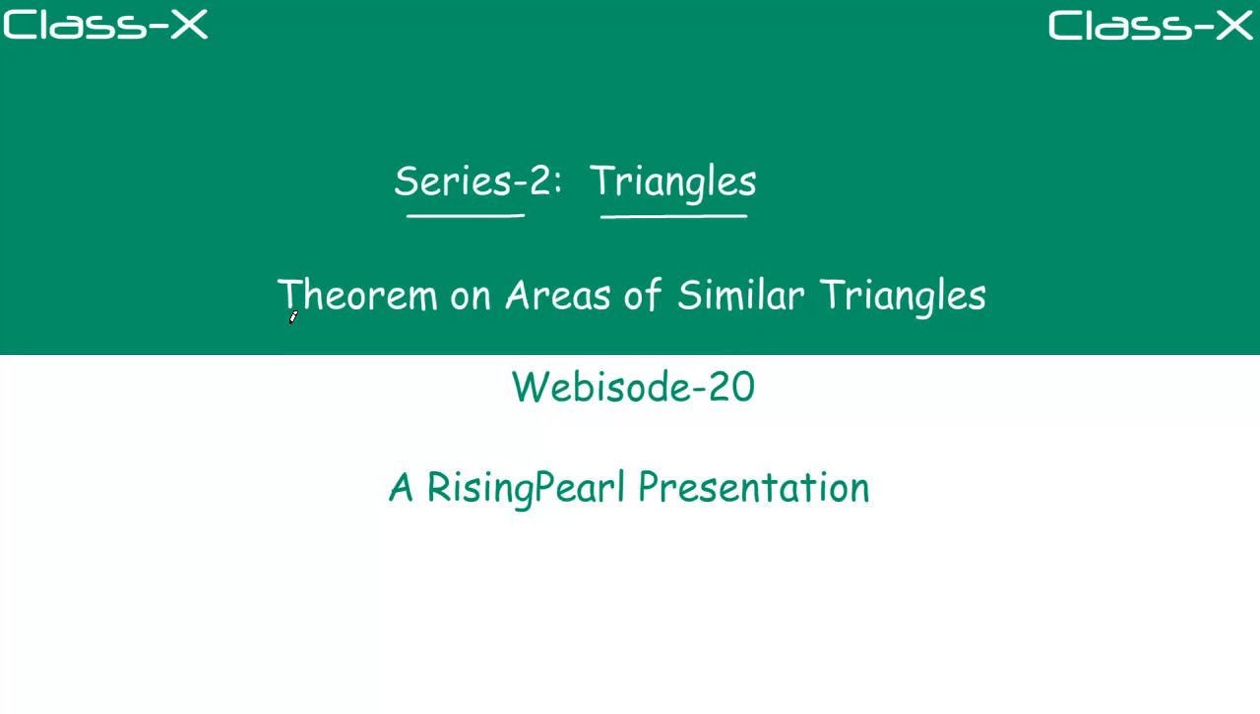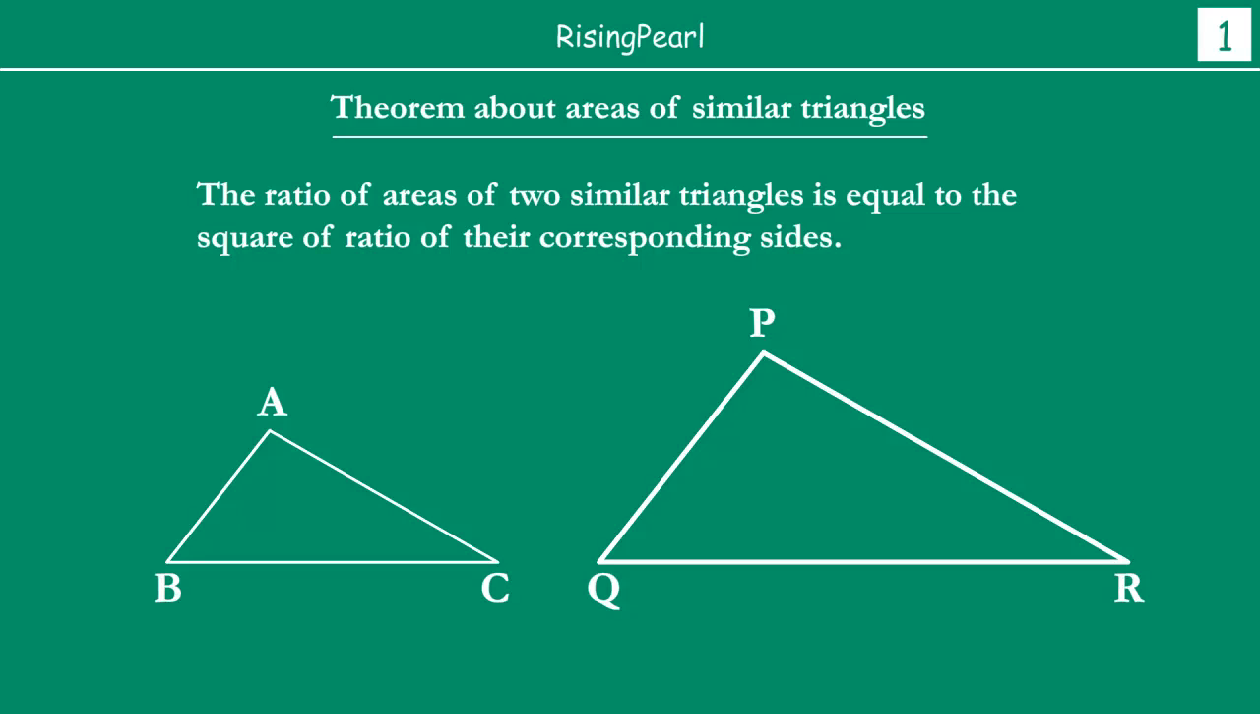Friends, today we are going to learn a special theorem on areas of similar triangles. So let's take a look at what this special theorem is. Like we always do, let's first understand what the theorem is telling us. The ratio of areas of two similar triangles is equal to the square of the ratio of their corresponding sides.